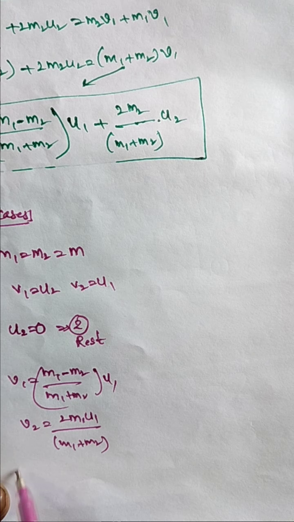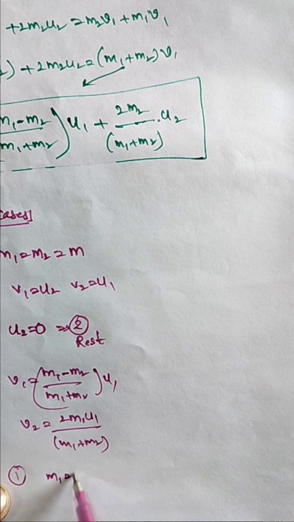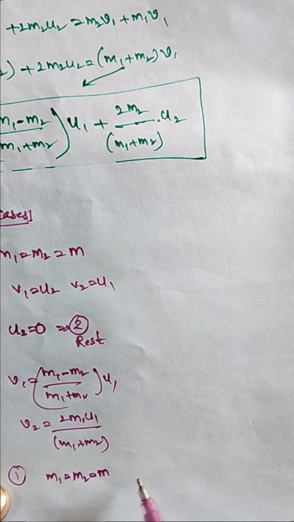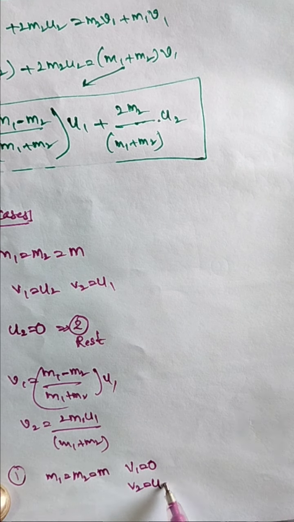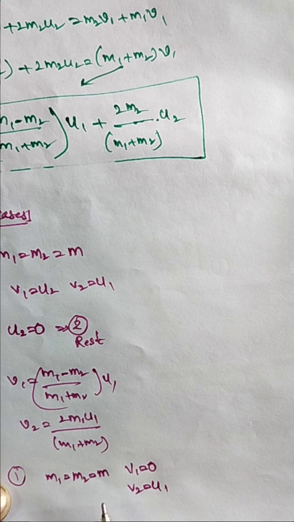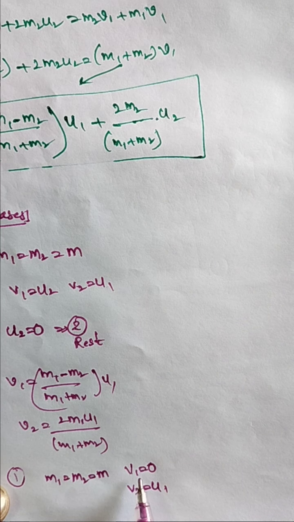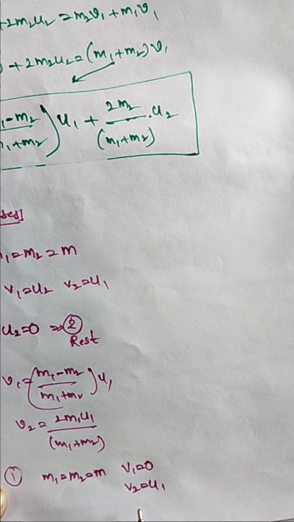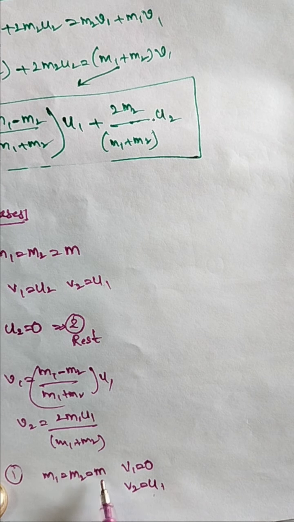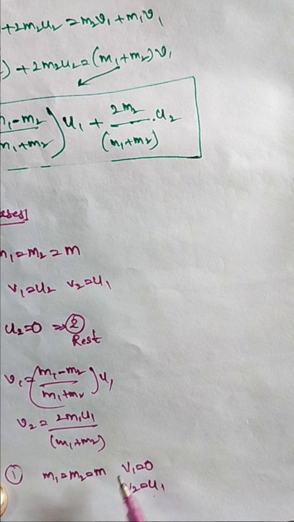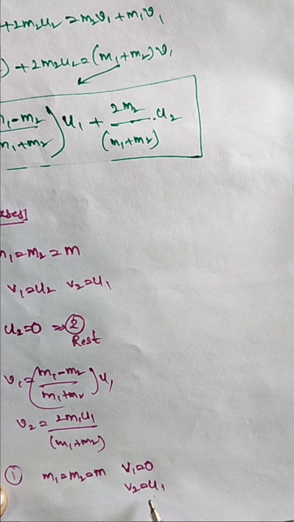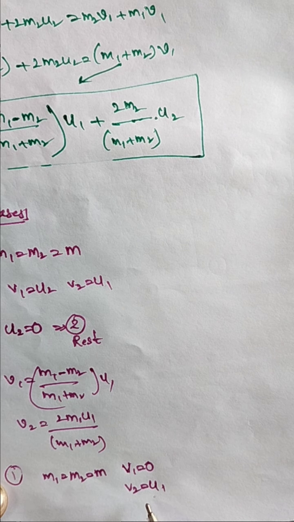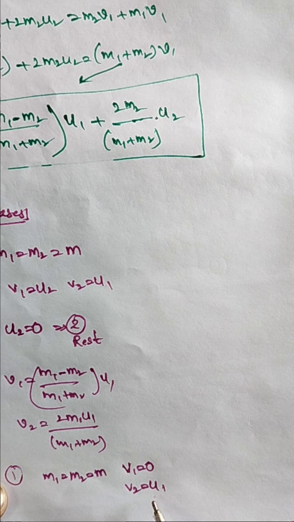Suppose both are the same, in this case m1 is equal to m2 is equal to m. What happened? v1 is equal to 0 and v2 is equal to u1. So in this case, the colliding particle comes to rest, and the other particle moves with the original velocity u1. Both are the same mass. The first one's velocity stops, but the second moves with velocity u1. Different cases are there.